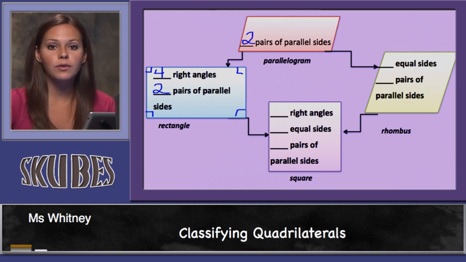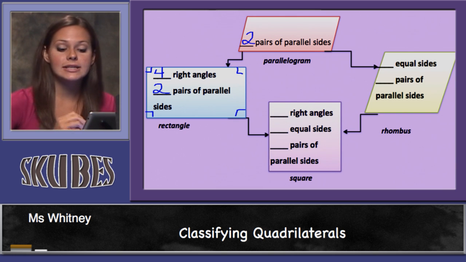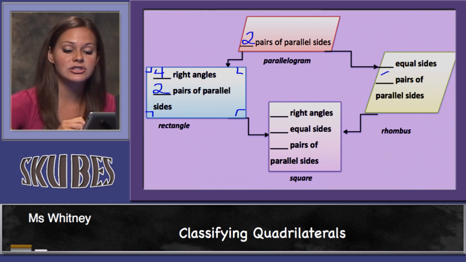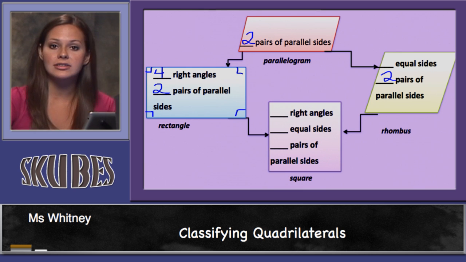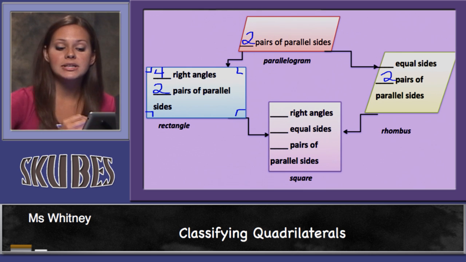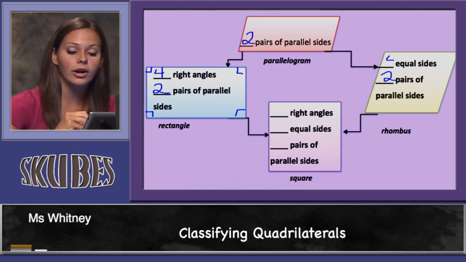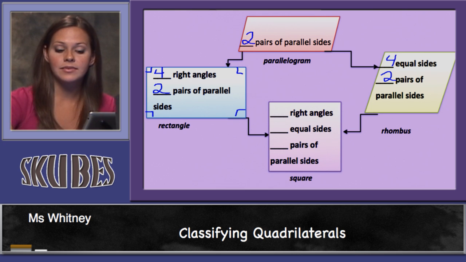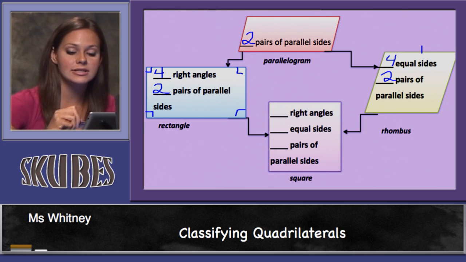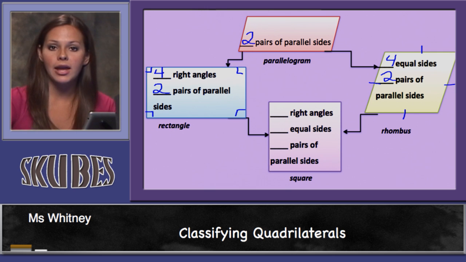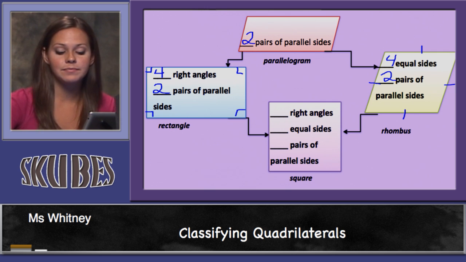Now let's look at a rhombus. A rhombus is a parallelogram because it has 2 pairs of parallel sides. But a rhombus must have 4 equal sides. So this shape is a rhombus with 4 equal sides and 2 pairs of parallel sides.